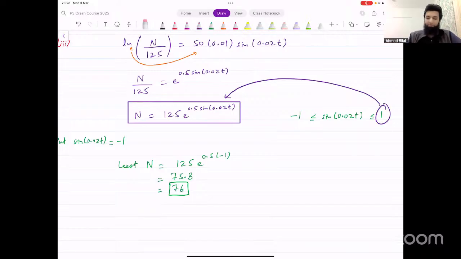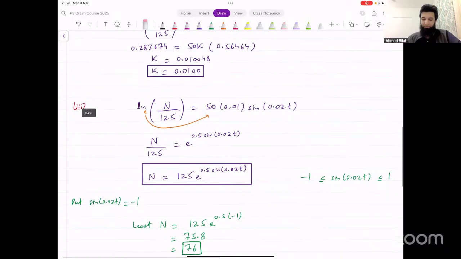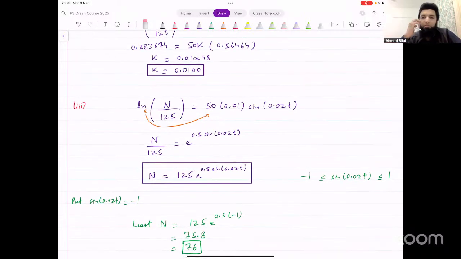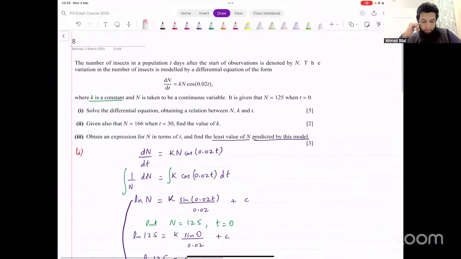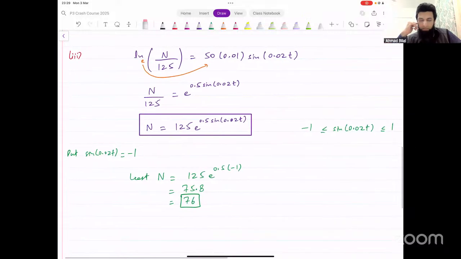Is that okay? Any questions on this? Okay, so that was question number 8 from the worksheet. Any other questions?